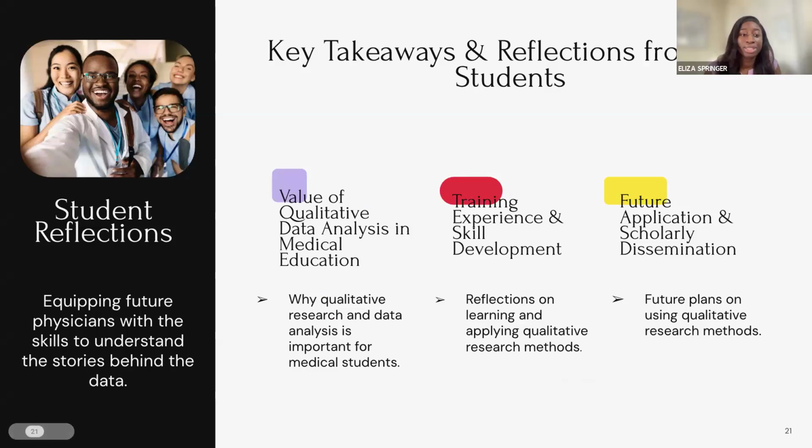So I'm going to begin by talking about this first bullet point that says why qualitative research and data analysis is important for medical students. In medical school, we spend a lot of time learning how to interpret numbers, whether it be lab values, imaging, how to calculate relative risk versus odds ratio. We even have a course in our school that's surrounding quantitative research using data sets like NHANES and SPARCS.